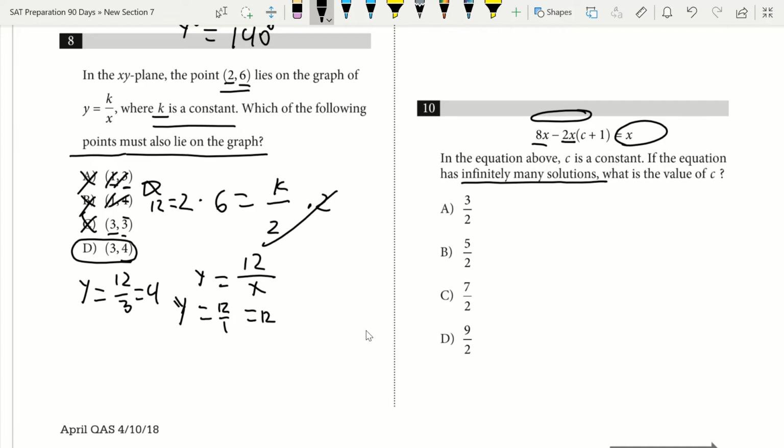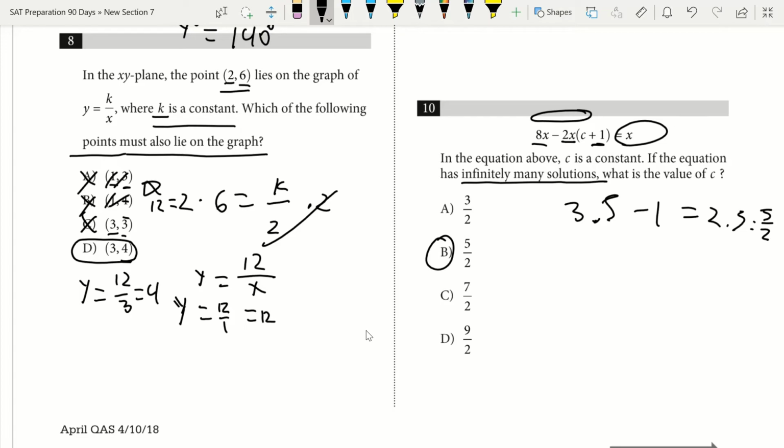Well, 2x times 3.5 is going to give me 7, but I already have a 1 here, so I have to take that 3.5 and subtract a 1. So 3.5 minus 1 is going to leave me with 2.5, which is equal to 5 over 2. So my answer there is going to be answer choice B for number 10.